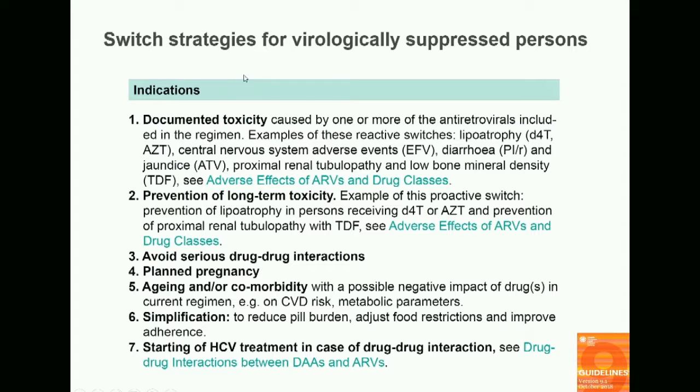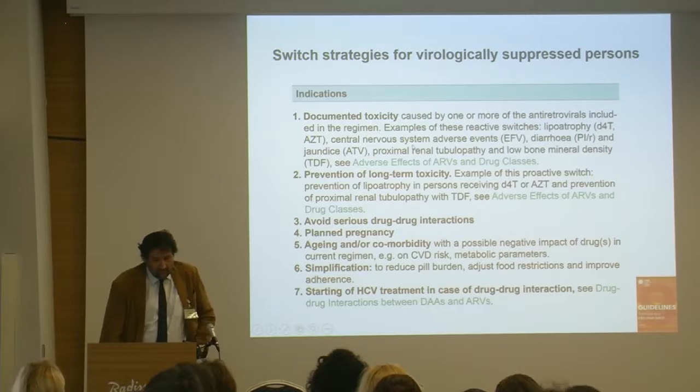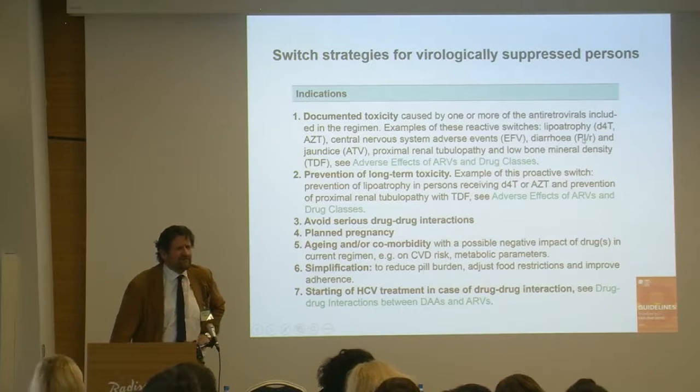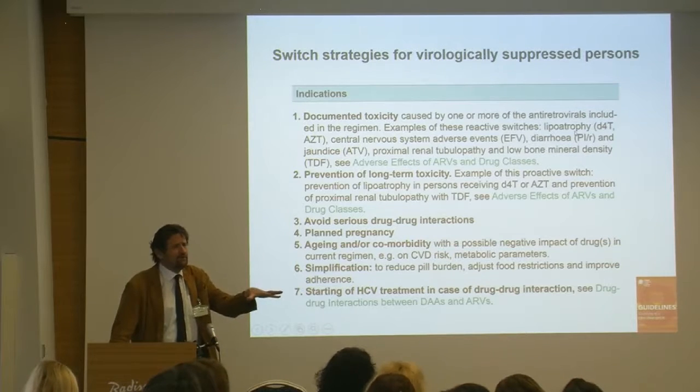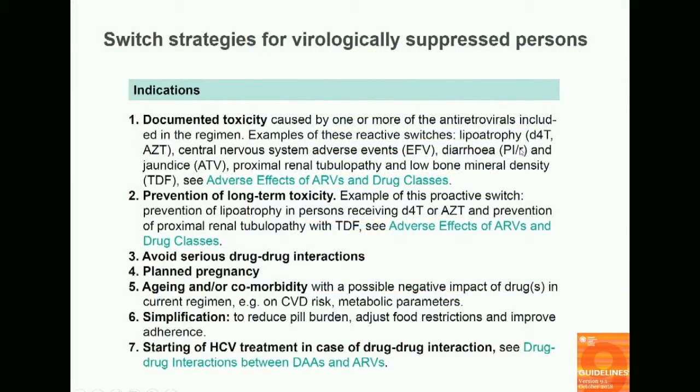And then about switching strategies for virologically suppressed persons, so persons that are undetectable, with virus below 50 copies per mL. We decide, of course, to switch because of documented toxicity. Let's say if you still use efavirenz, we know central nervous system adverse events. With PIs, diarrhea and DDIs are very important. So if you have comorbidity or polypharmacy, don't use PI, you'll have a lot of troubles because now integrase inhibitors are easier to prescribe. And also prevention of long-term toxicity, avoiding serious drug-drug interactions, and planned pregnancy.